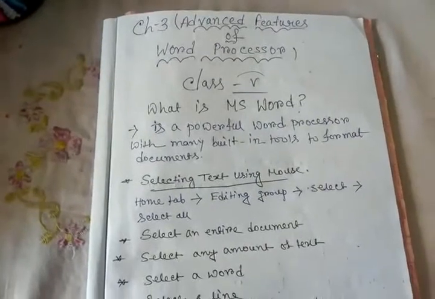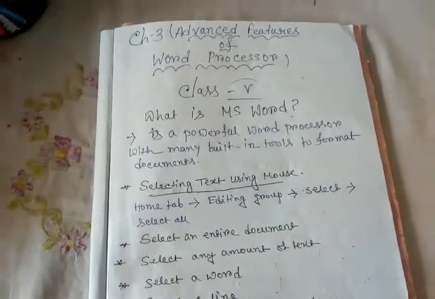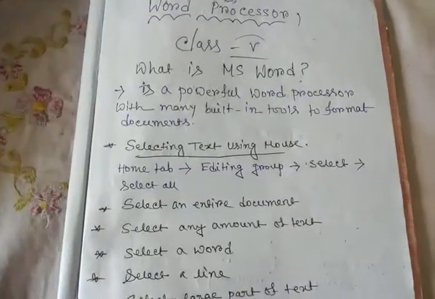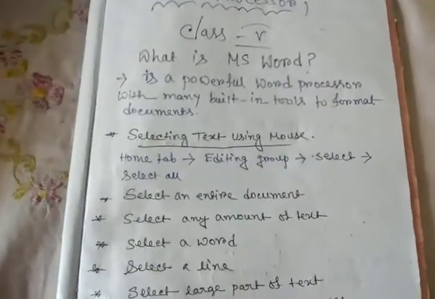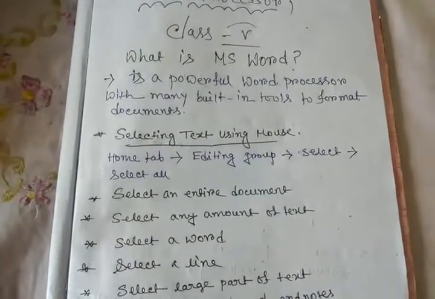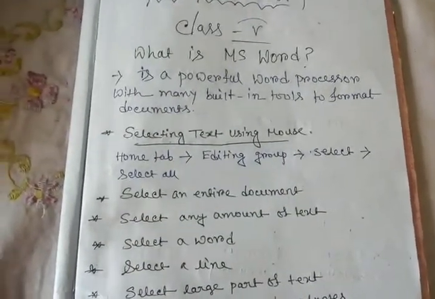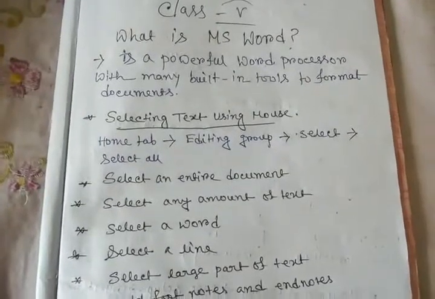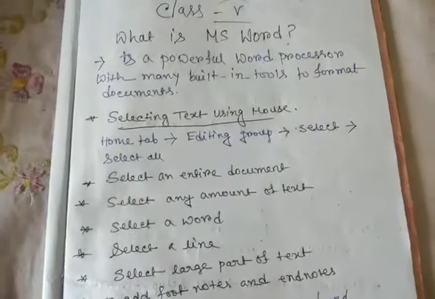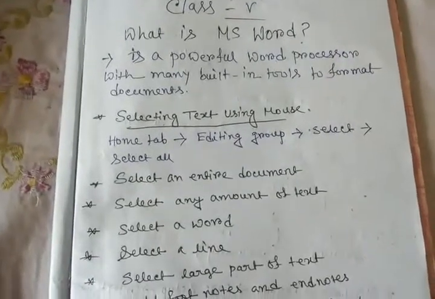Today we will discuss chapter 3, Advanced Features of Word Processors. First we will discuss MS Word. What is MS Word? MS Word is a powerful word processor with many built-in tools to format documents. There are various formatting actions which can be performed on a document containing text in the form of paragraphs.